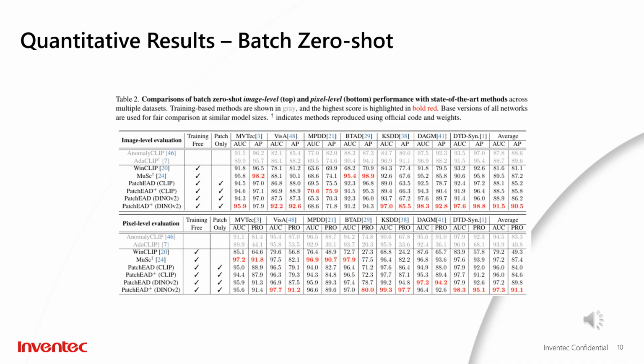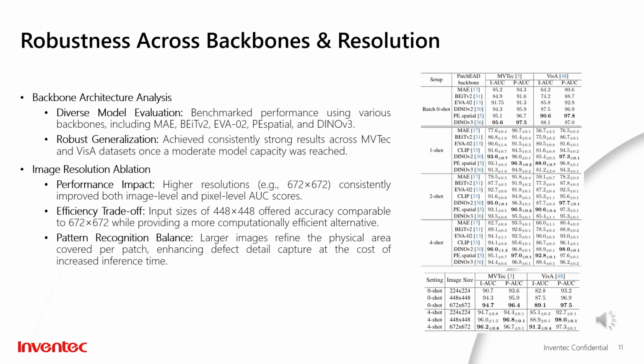Next, we examine the batch zero-shot results, where no prior reference set is provided. Here, PatchEAD Plus achieves an average AUC of 91.5% across all datasets, highlighted in bold red. Compare this to WinCLIP at 81.6% or MuSc at 89.5%. Our method demonstrates superior generalization. By simply using the statistical properties of the batch itself as a reference, PatchEAD effectively identifies outliers without any human supervision or handcrafted text.